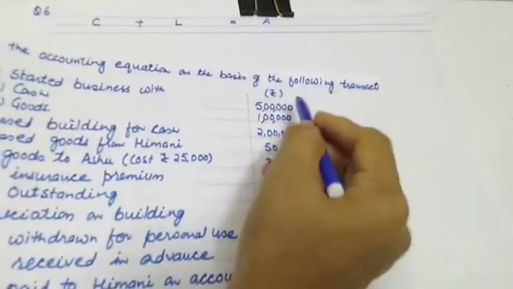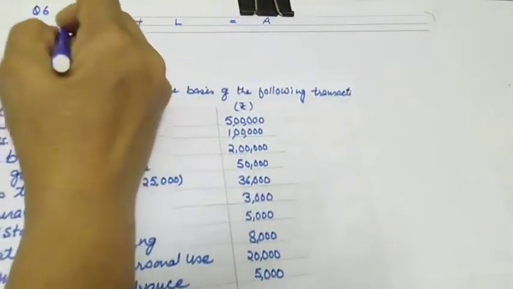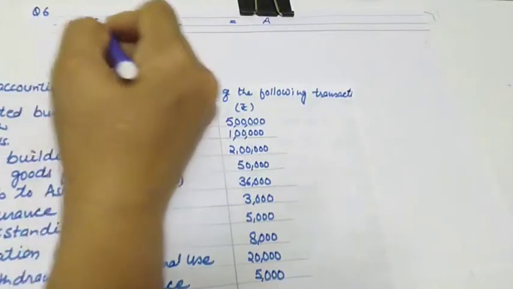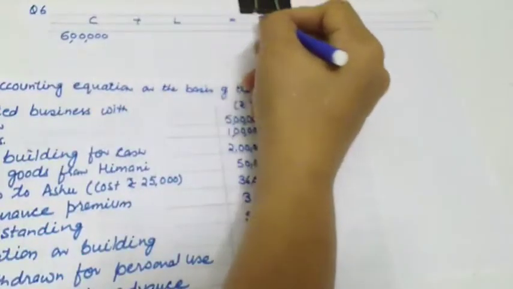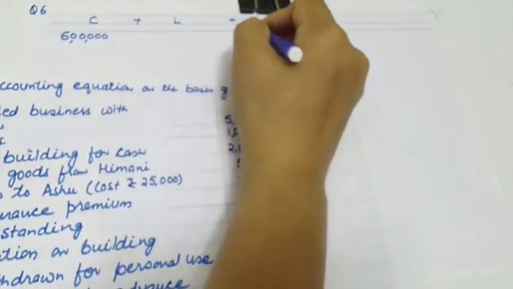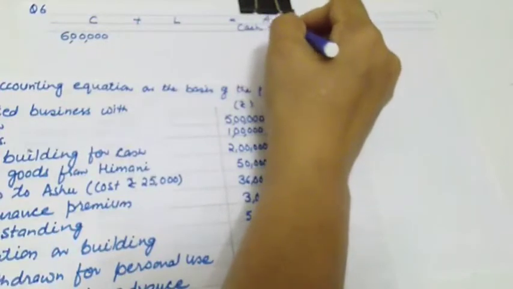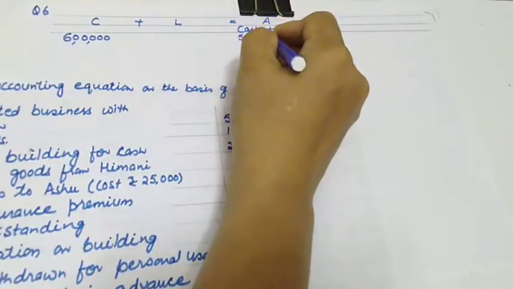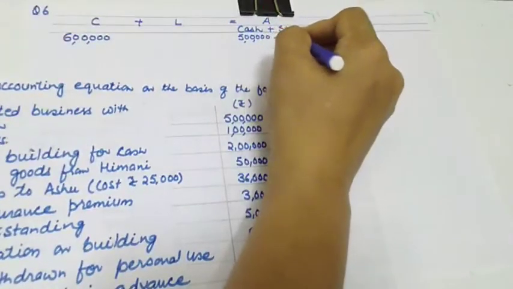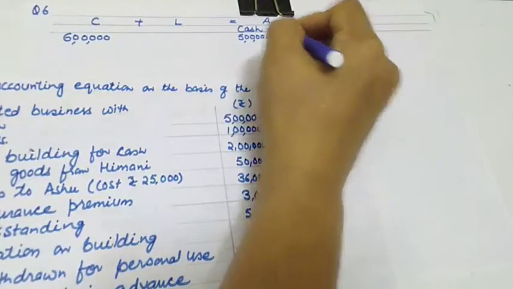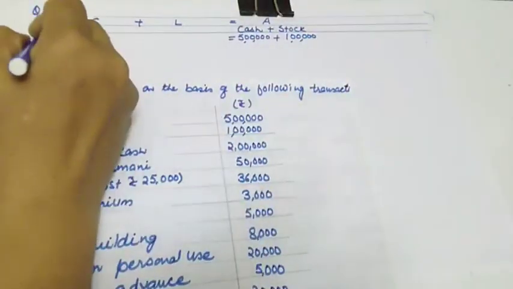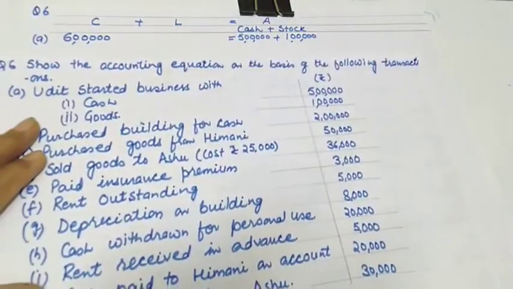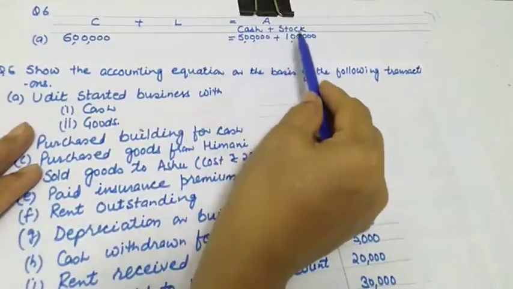So let us record this. Total capital will be 6 lakhs. 6 lakhs will be the total capital of Udit, and here he is investing through cash and stock. How much cash? 5 lakhs through cash and 1 lakh through stock. So this was a transaction. I hope it is clear to you how I have written it. He is investing in the form of cash as well as stock also.